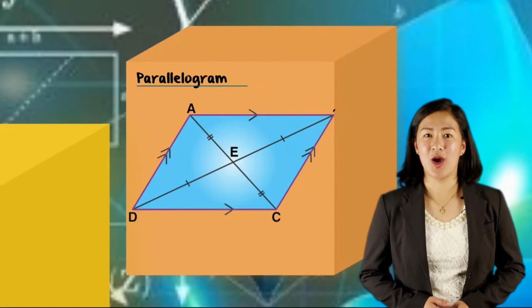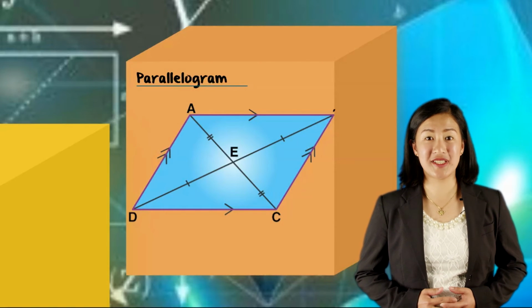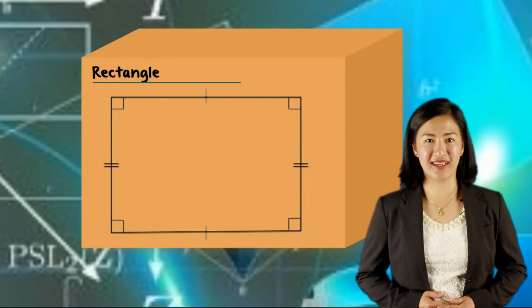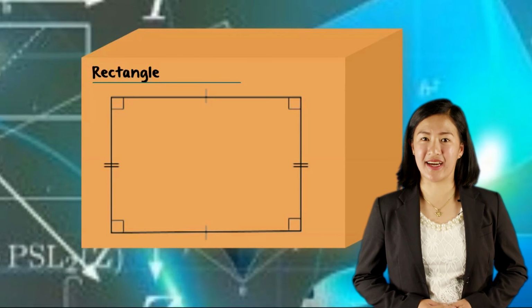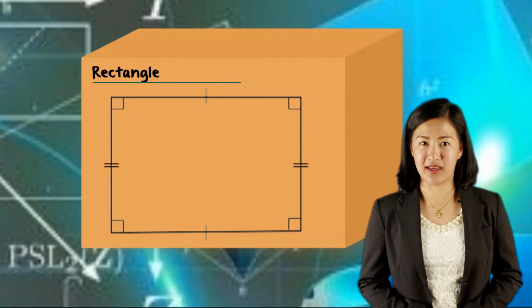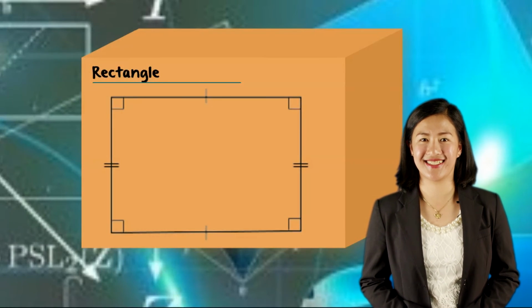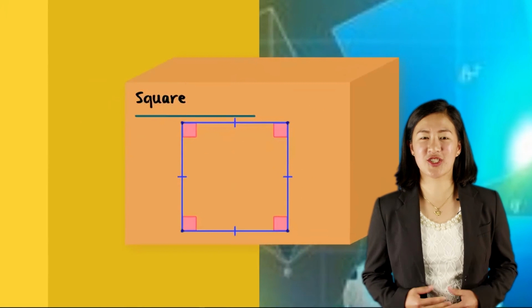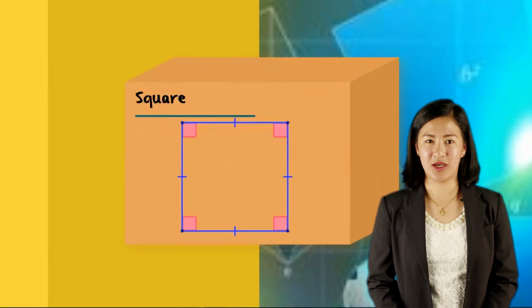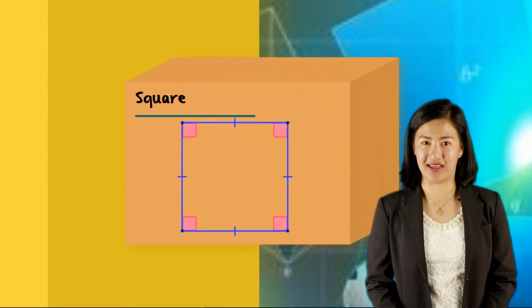Parallelogram. Opposite sides are equal and parallel. Opposite angles are equal. Rectangle. Opposite sides are equal and parallel. All angles are right angles, which means all angles measure 90 degrees. Square. Opposite sides are parallel. All sides are equal. All angles are right angles.